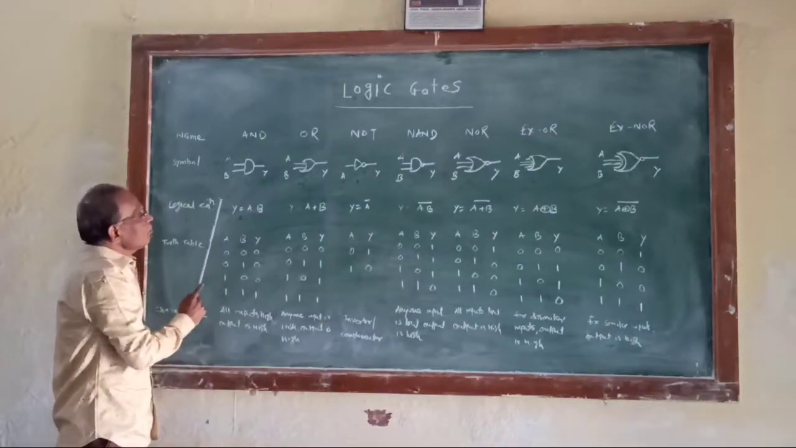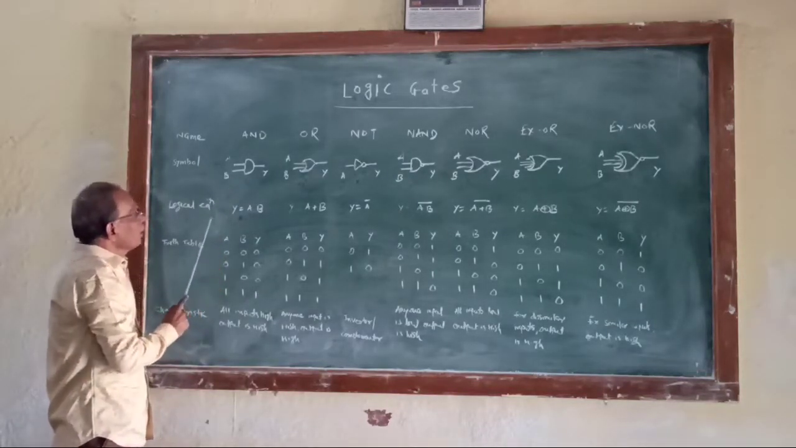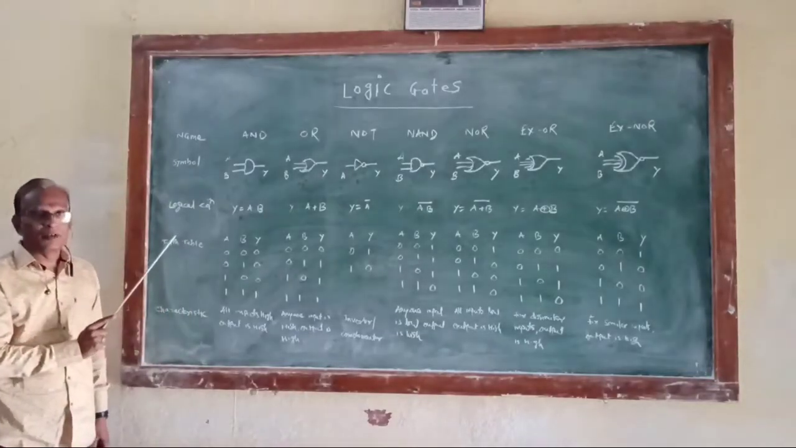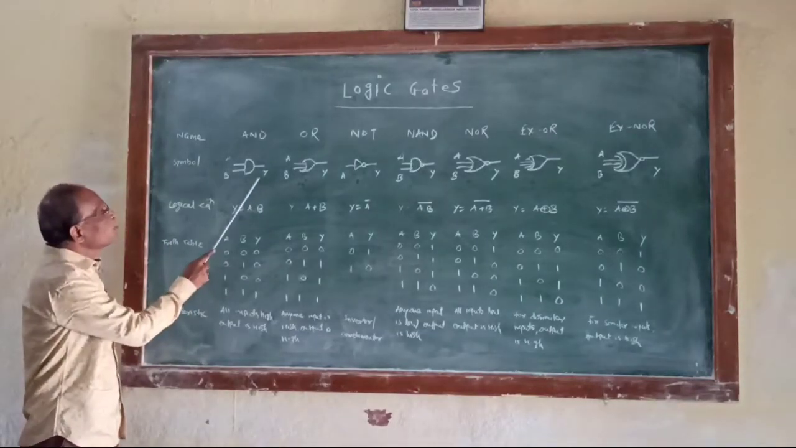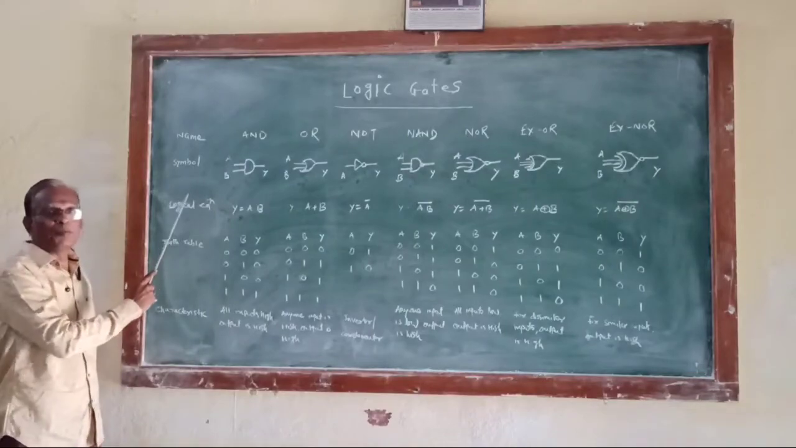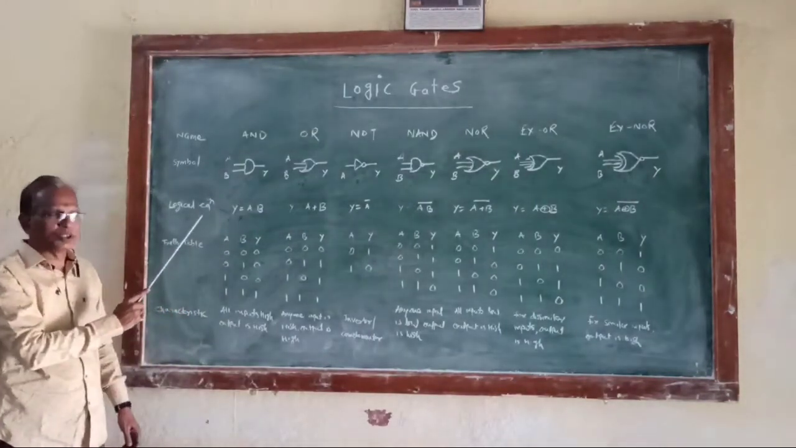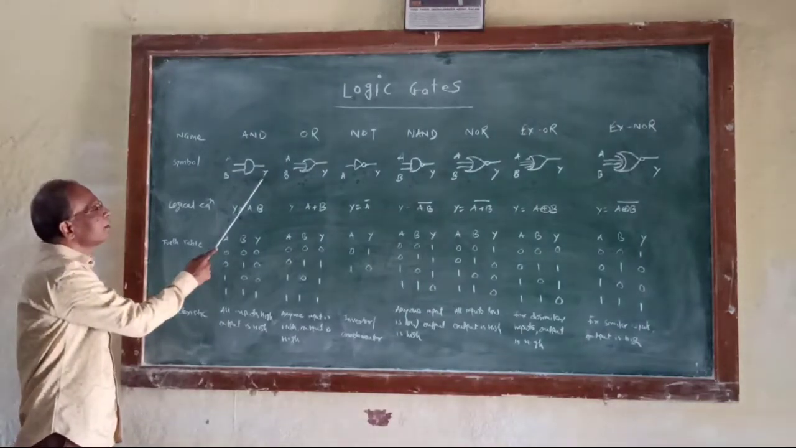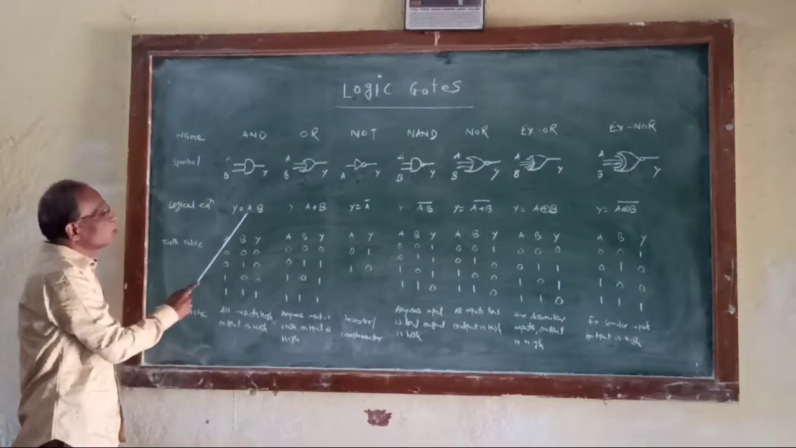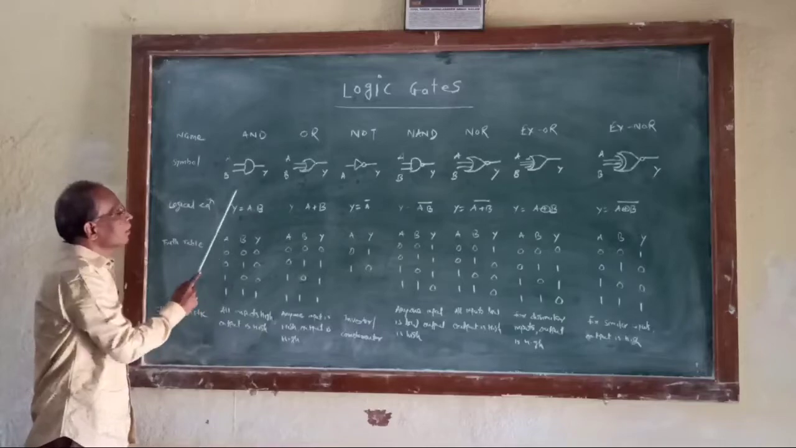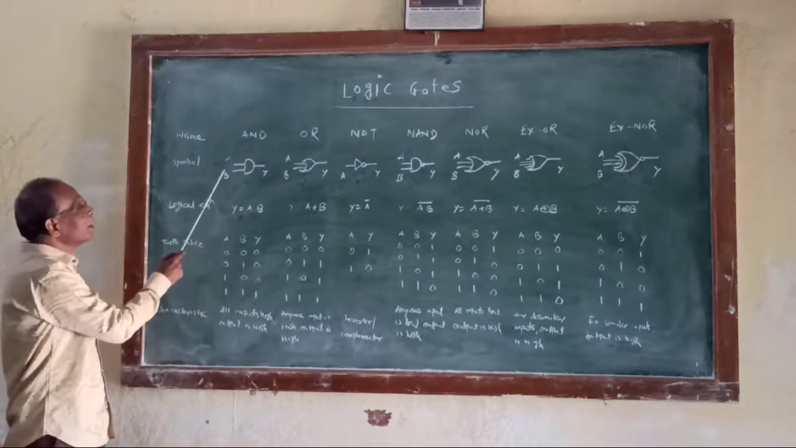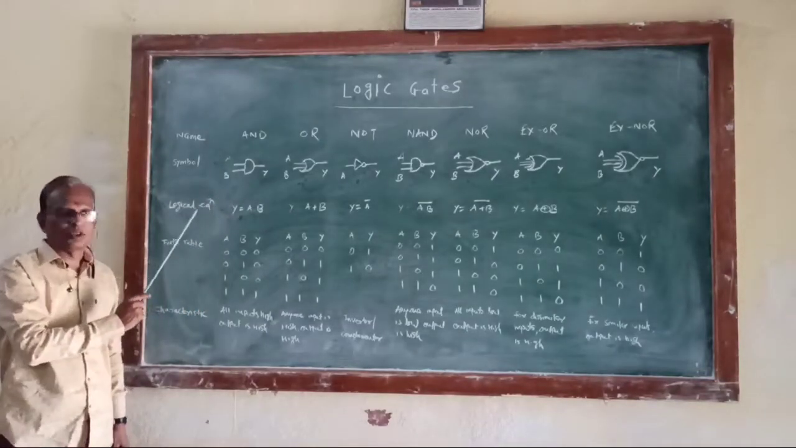Now, this AND gate has a logical equation. The output depends upon the inputs, as we discussed, and the relation between them is given by Y is equal to A dot B. The meaning is that the output is nothing but the product of its inputs.